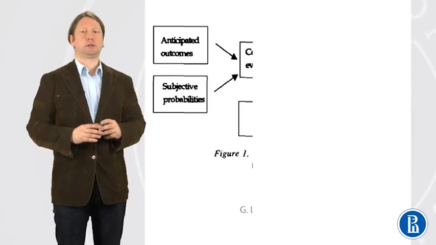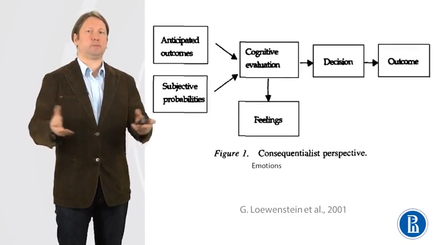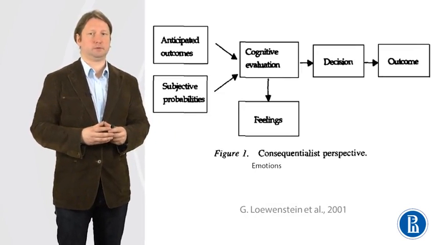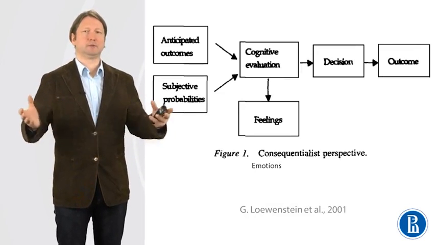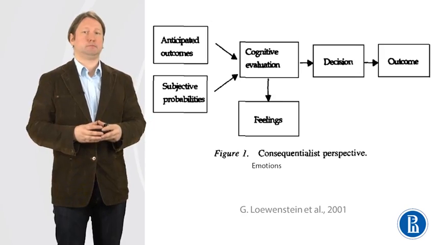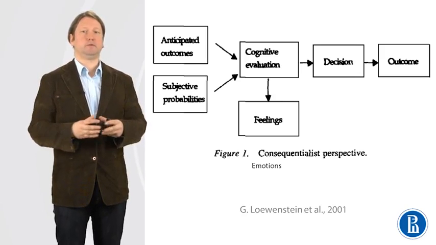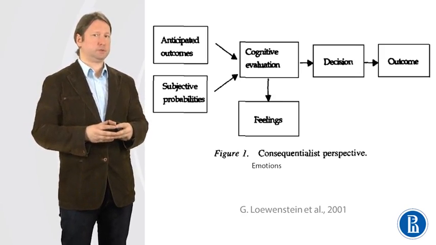So the normative economics theory suggests that we integrate anticipated outcomes and probabilities of the outcomes via a relatively cold rational cognitive process. And actually emotions are just byproducts of this cognitive process. So implicitly, normative economics theory suggests that emotions play no functional role in the decision-making process.